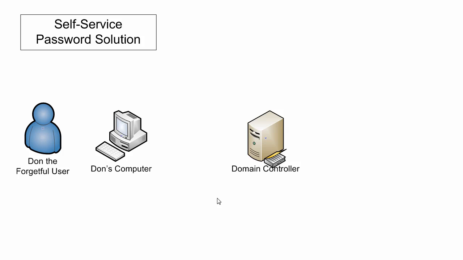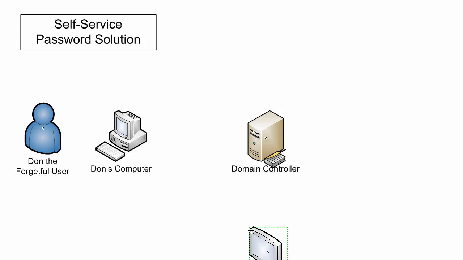This isn't great because there's a cost associated with calling into the help desk. There's also a time cost because you have to stop what you're doing and help Don with his password and read it very slowly to him back over the phone. What might be a better solution is to create a solution where Don can help himself when he forgets his password. Now, there are a couple of different ways that you can go about doing this, and there are a couple of different solution approaches that are available.